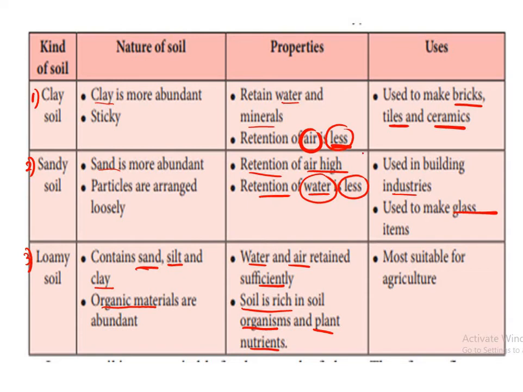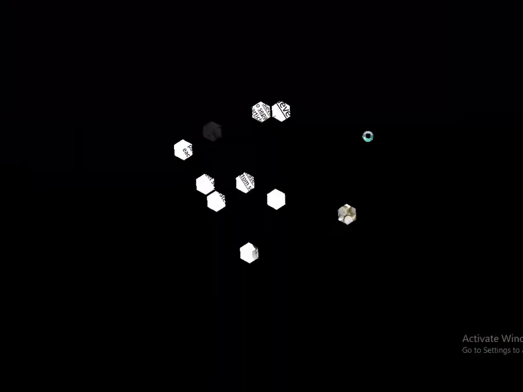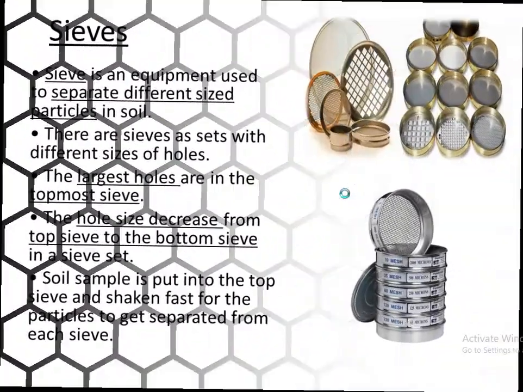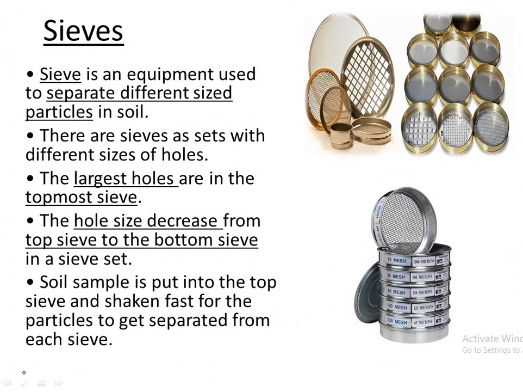So this is the basic summary of everything we discussed. Now, coming down to our next part, we are going to talk about sieves. What is a sieve? A sieve is basically an equipment used to separate different sized soil particles.